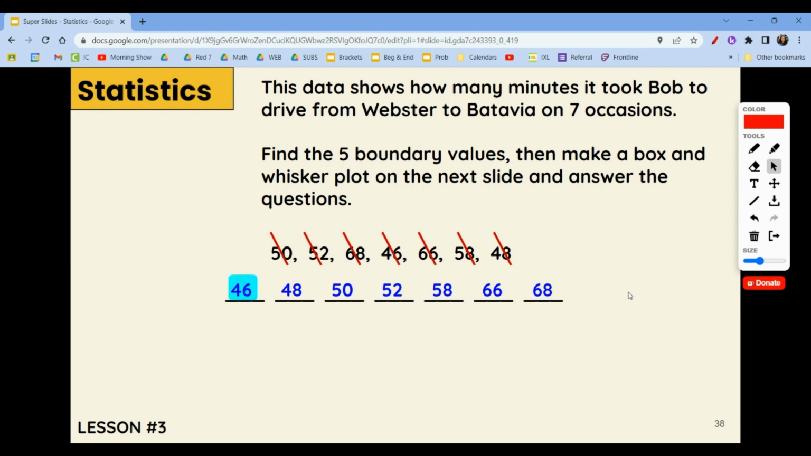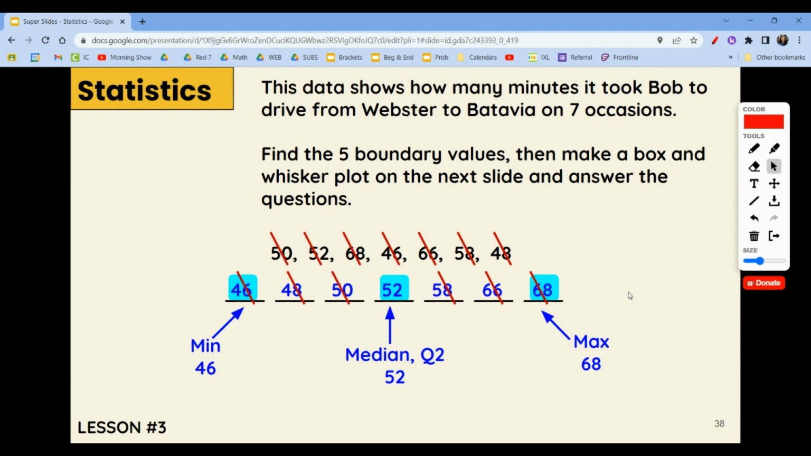This is the minimum. This is the maximum. The next thing we're going to do is find the median, or Q2. So let's cross them off on either side. All right, here is our median, or we could say Q2, which is 52.